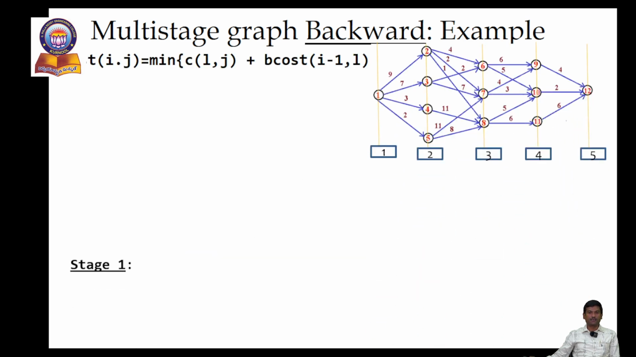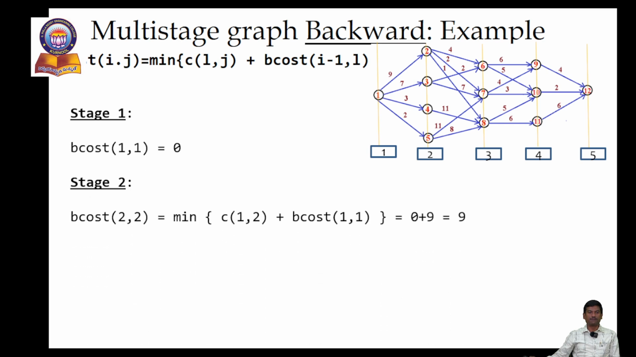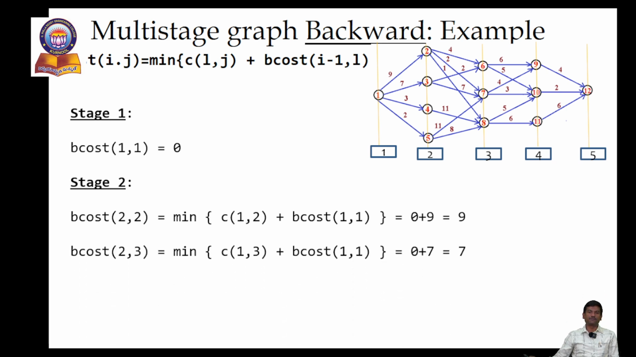According to the formula which has been given, you will be finding bcost of 2 comma 2 equal to min of c of l comma j plus bcost of 1 comma 1. Here you get the value 0 plus 9, which will be equal to 9. Similarly, for bcost of 2 comma 3, the value of l will be equal to 1. The vertex that you have selected is 3. This is the value of i, and this is the value of j.